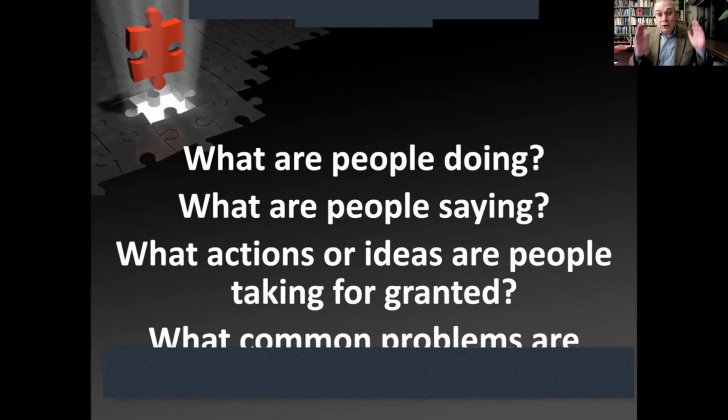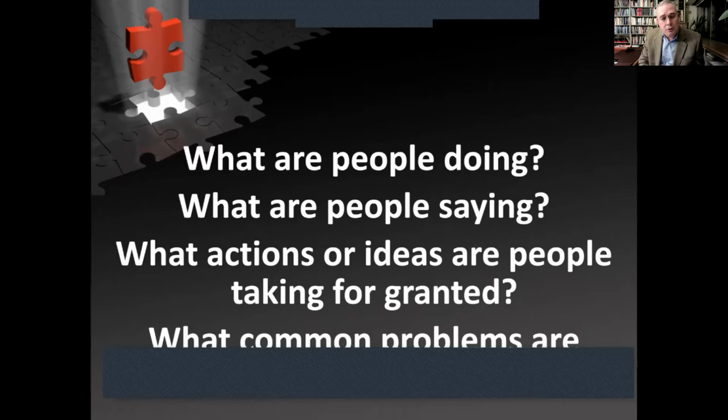You focus on what people are doing, what you can see, what you can hear, and what actions or ideas people are taking for granted. And then you might want to see if you can identify what common problems are coming up, if they tell you, or if you see them, or if you're encountering them. So you focus on the empirical, especially in the very beginning.